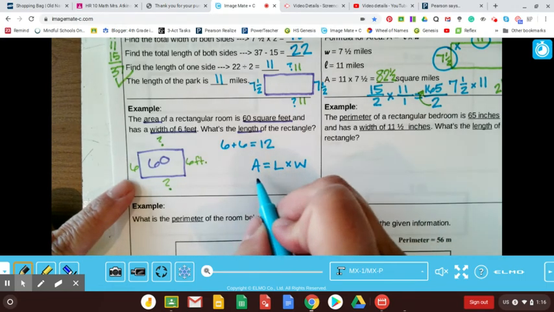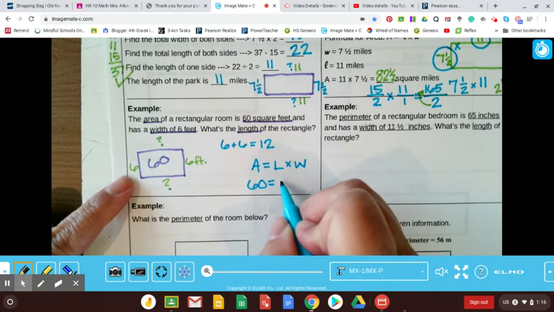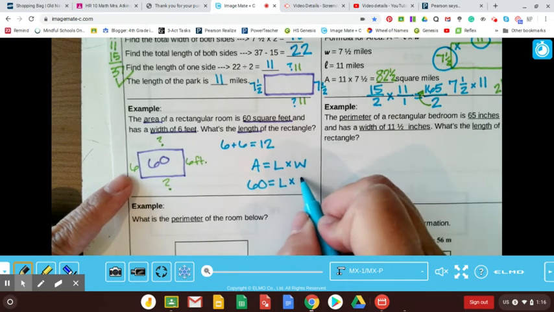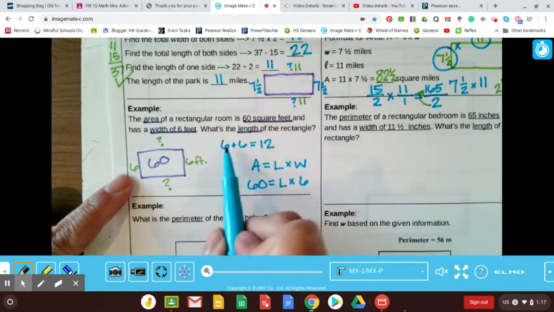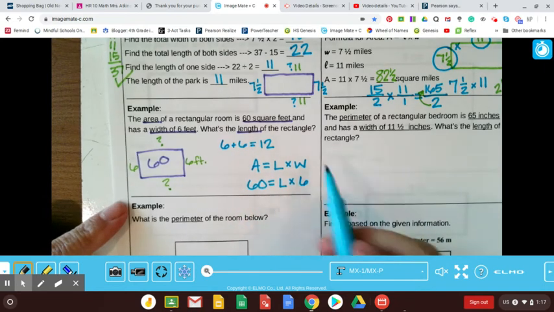And so we know that our area is 60. So 60 equals length, we still don't know what length is, times our width. One of our widths is 6. We actually didn't even need to do that, but we can check our work. We can find the perimeter after.